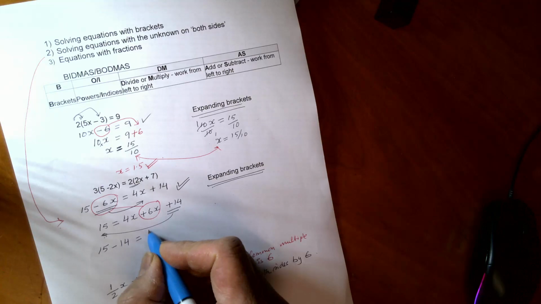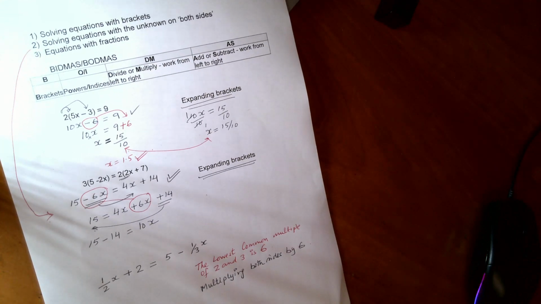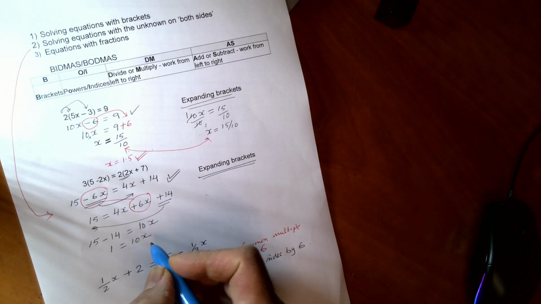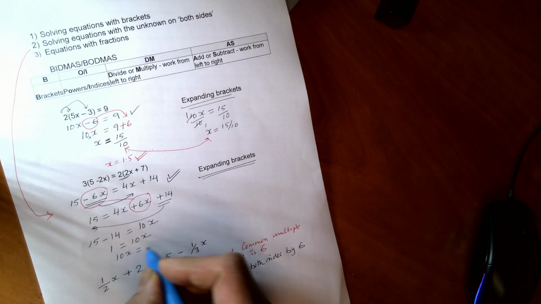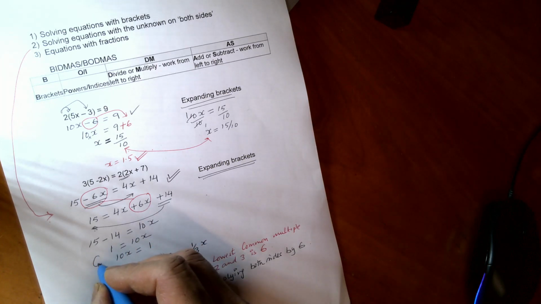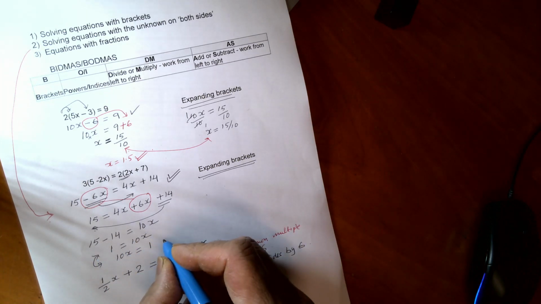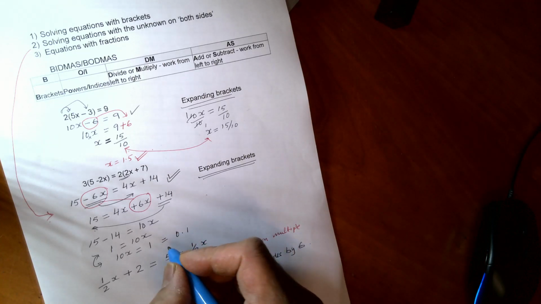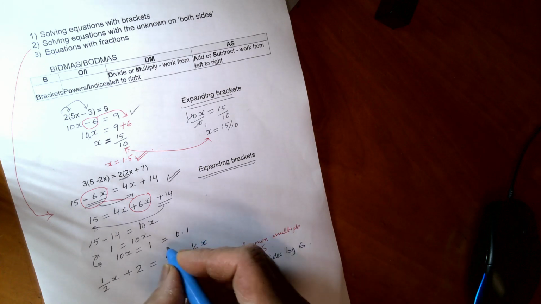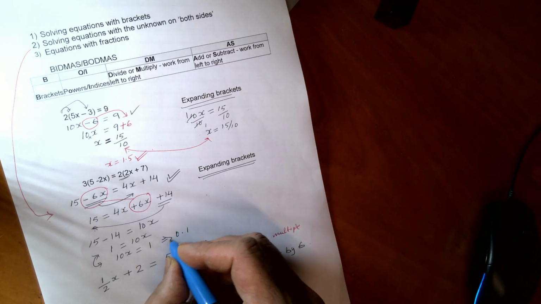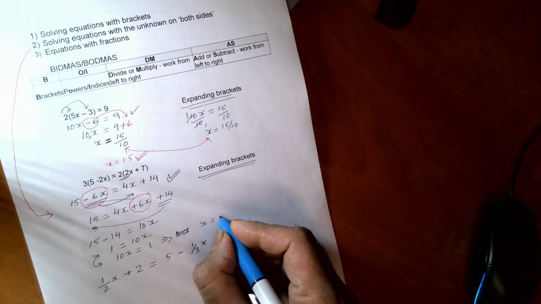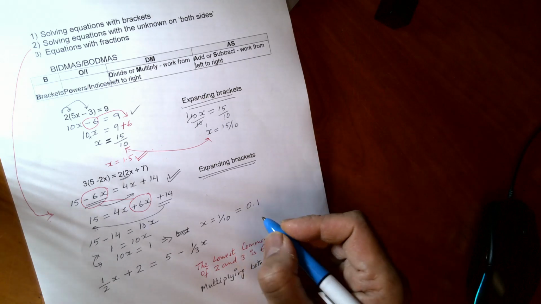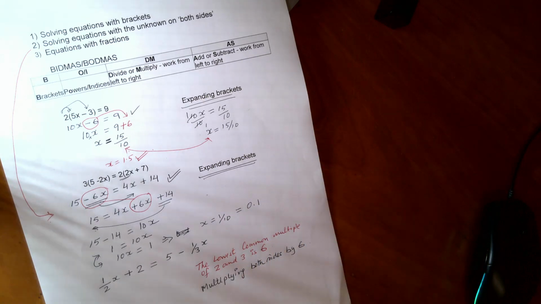So 4x plus 6x, that gives us 10x. Okay, and that's 1 equal 10x. You can also write 10x equal 1. Okay, you can write whichever way you want. And that gives you, let me write here, x equal 1 by 10, which is 0.1.